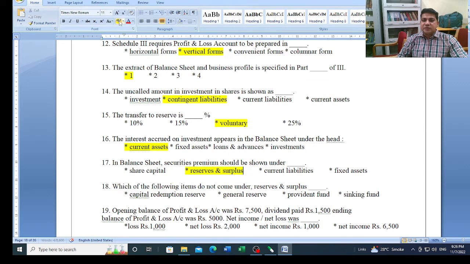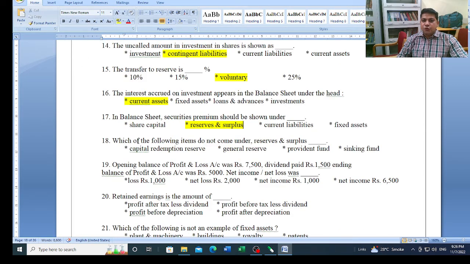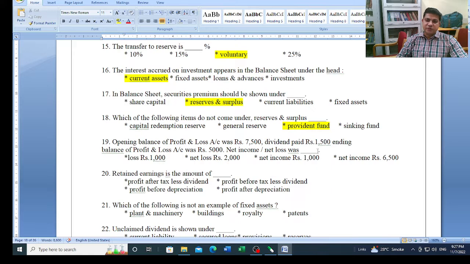Which of the following items does not come under reserves and surplus? Here, provident fund is the amount we will not show in reserves and surplus. Capital redemption reserve, general reserve, sinking fund, these are the items we can put under reserves and surplus. Provident fund does not come under reserves and surplus.